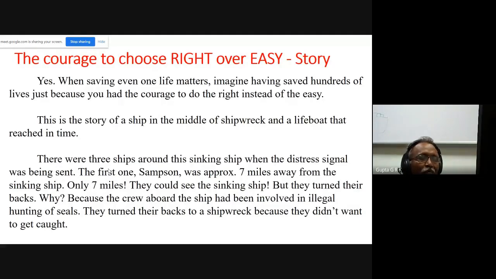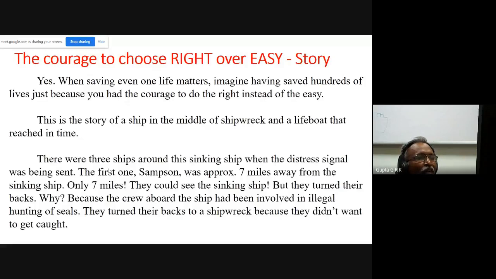And when the sinking ship gave the distress signal, the first ship, Samson, was approximately 7 miles away from the sinking ship. Only 7 miles. And they could see the sinking ship, but they turned their backs. Why? Because the crew aboard the ship had been involved in illegal hunting of seals. They turned their backs to a shipwreck because they didn't want to get caught.